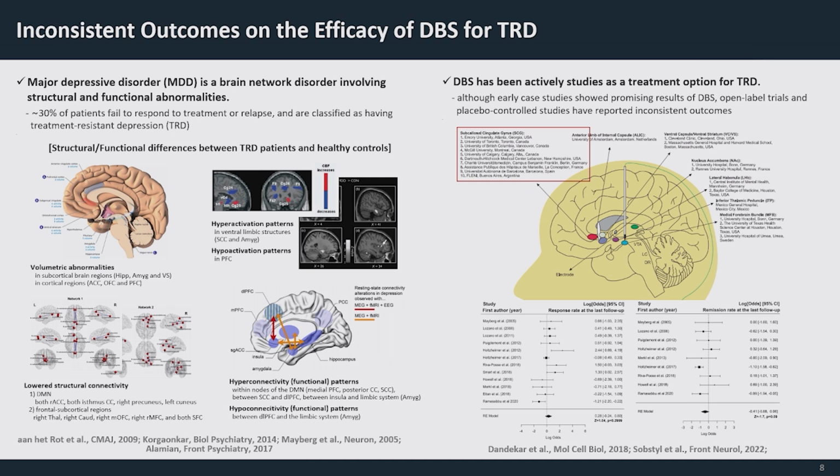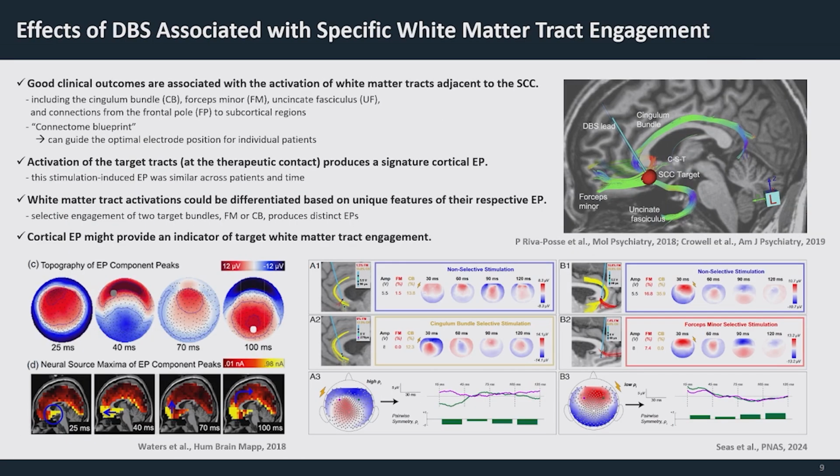So for those patients, DBS has been applied over 20 years with multiple target areas. The most commonly used target area is the subcallosal cingulate cortex. But so far, the results have varied across studies with an average response rate of 40 to 60%. So many neuroimaging studies are being conducted to improve its efficacy in personalized strategies.